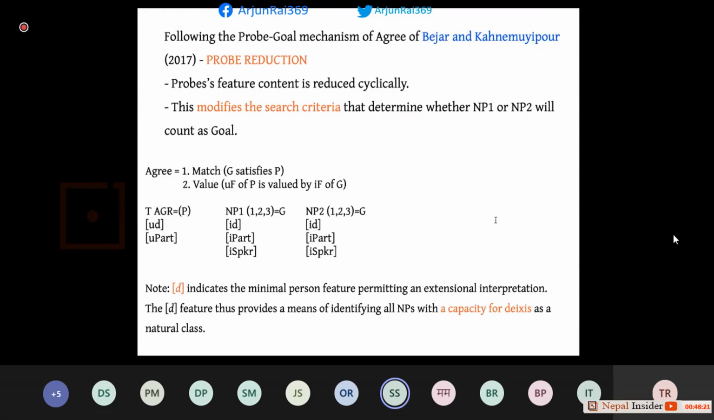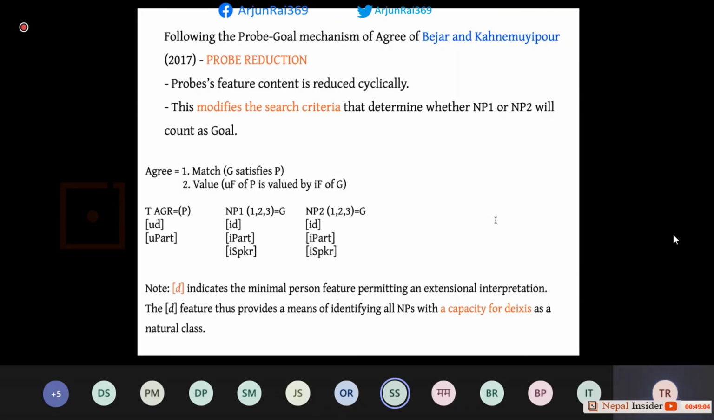So if you look into it, I have made it as a part of the slide. So here the T, AGR, is the probe, where you have two features: uninterpretable deictic features, which is basically the extension of the person feature, and you have got uninterpretable participant feature. Here the speaker feature you don't have, since this is the probe reduction. And NP1, which can be first person, second person, and third person, is the goal. Similarly NP2, and they have got features called interpretable D, which is a minimal person feature, and similarly we have interpretable participant feature and interpretable speaker feature.